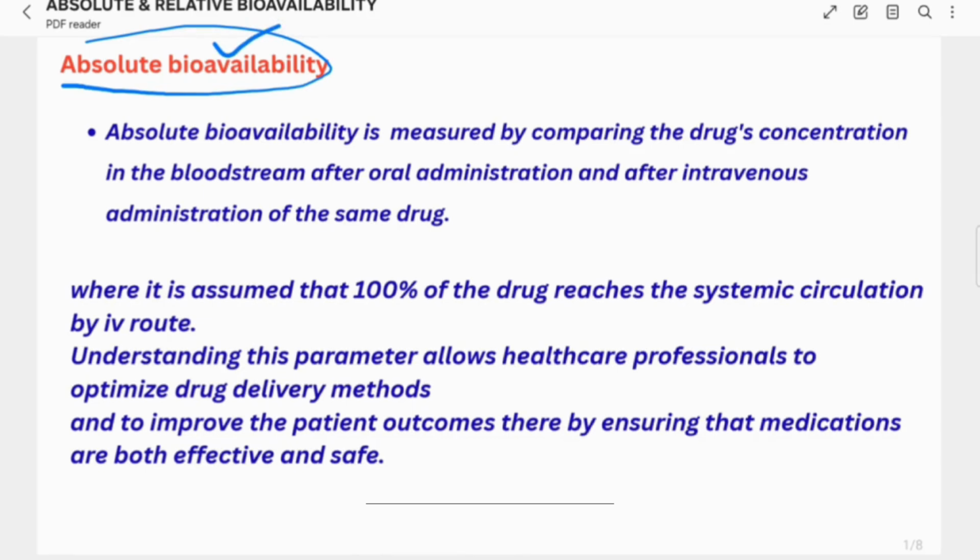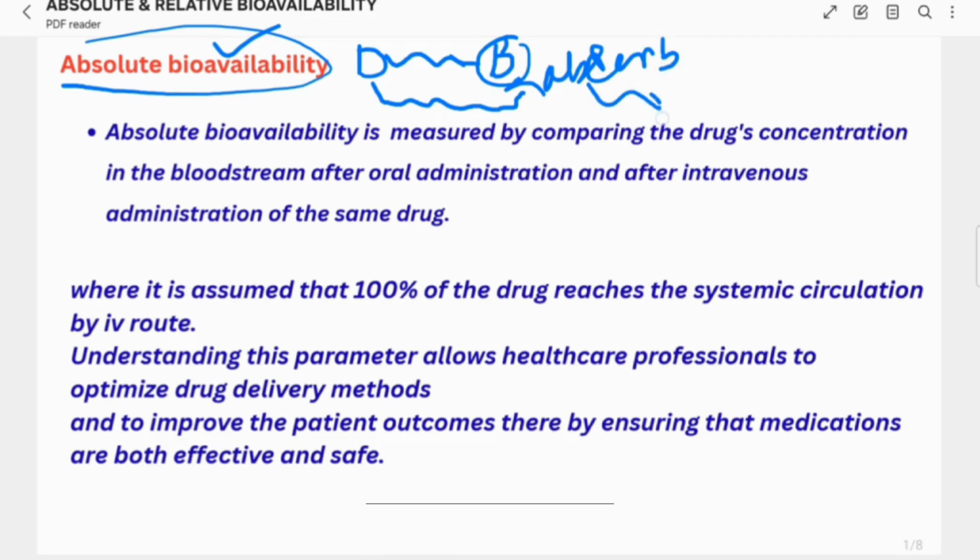When any drug is administered to the body, irrespective of the route, whether oral or IV, whatever it may be, after some time the drug is absorbed in the body, and after that it reaches the site of action.